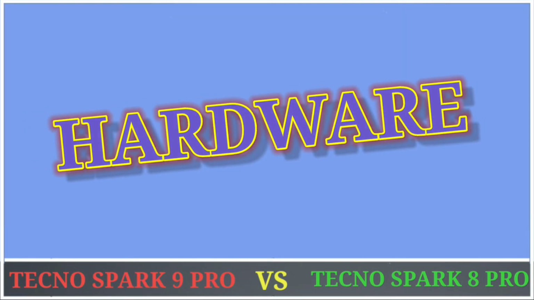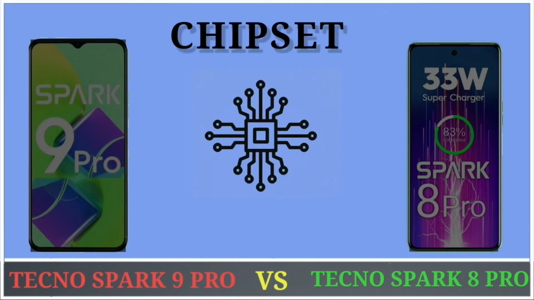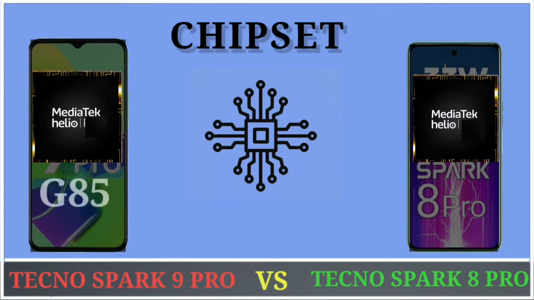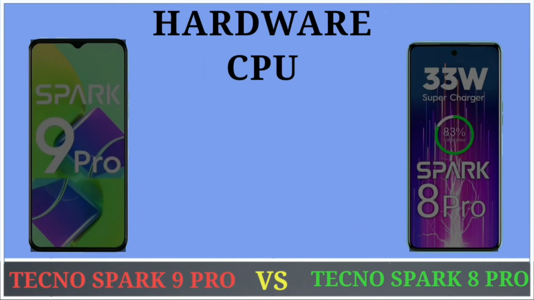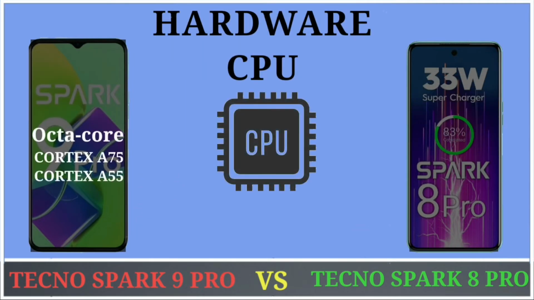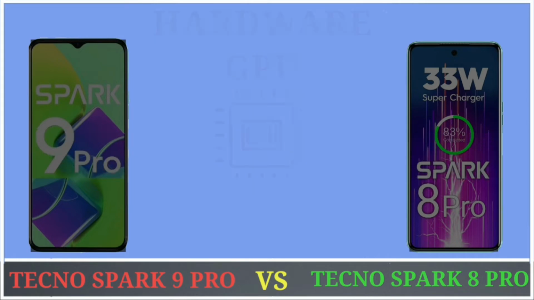Let's talk about hardware in depth. Start with chipset. The Spark 9 Pro comes with MediaTek Helio G85 processor and 8 Pro is also MediaTek Helio G85 processor. CPU. Both phones have octa-core Cortex A75 and Cortex A55 processor. 9 Pro and 8 Pro both phones have the same CPU.